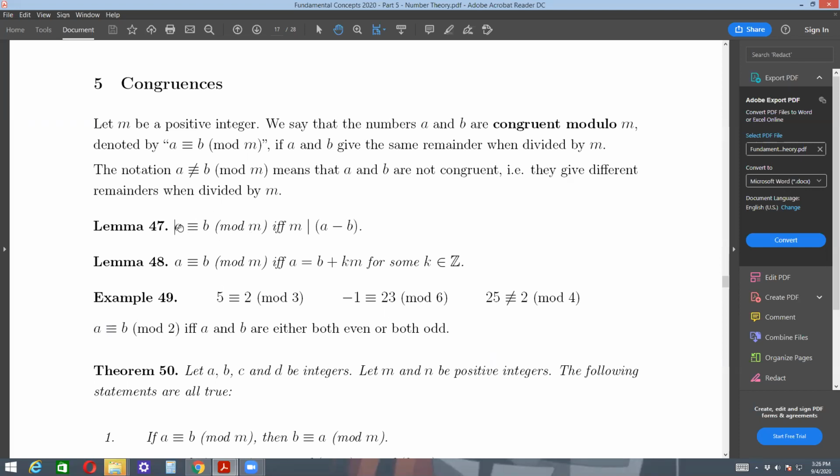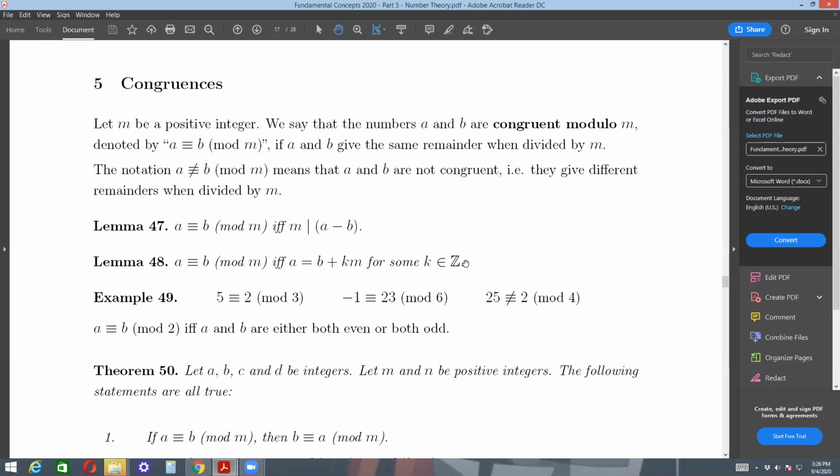So if I had A congruent to B, it means that A minus B is congruent to 0 mod M. Remember we're saying that two numbers are congruent if they leave the same remainder. On this side I have 0, so the remainder is 0. So A minus B, when I divide that by M, the remainder is 0, which means that M is a divisor of A minus B. That's how I get this.